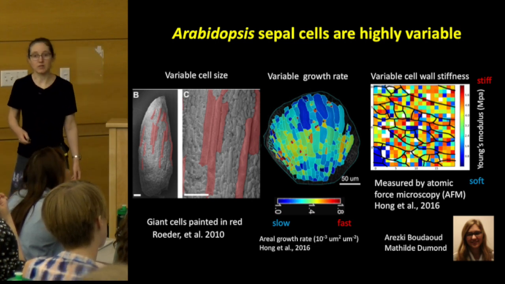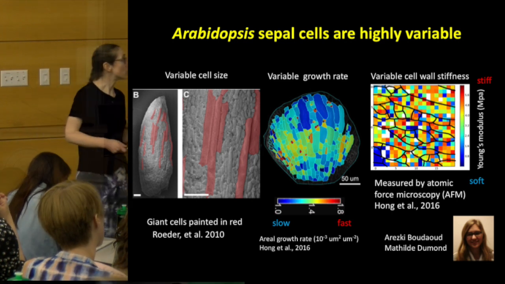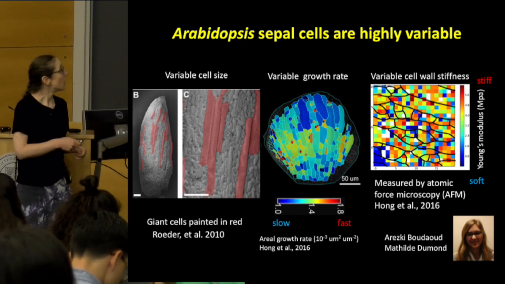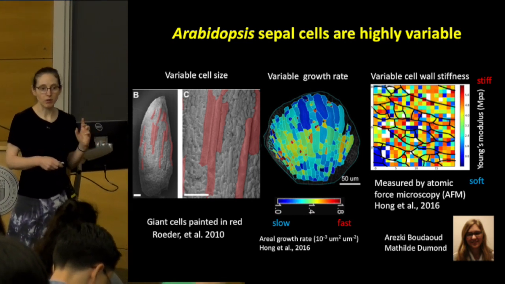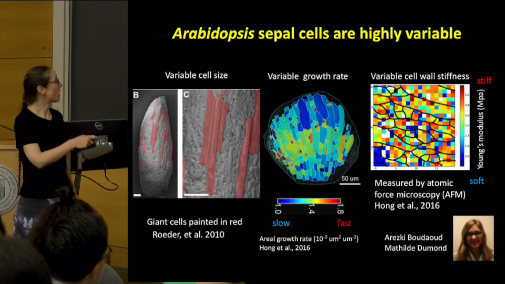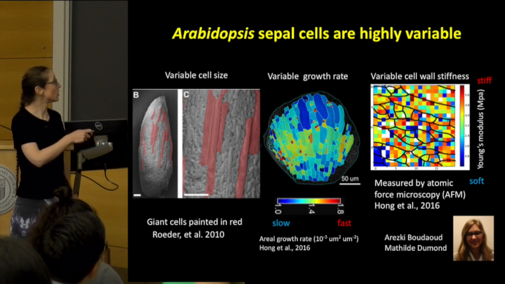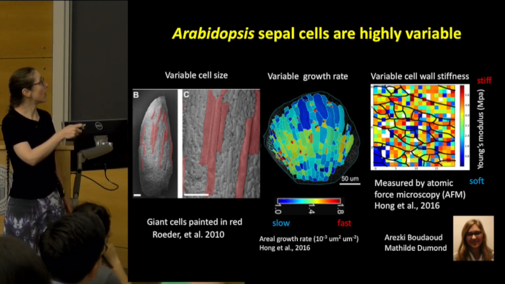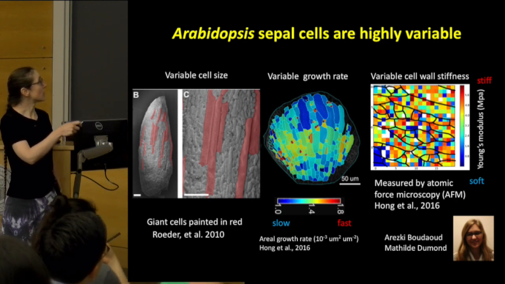Also, the growth rates of the cells are highly variable. So this we did through live imaging. I'm going to show you how we did that in a minute. But we're looking at a heat map. And when you have a heat map, different colors mean different things. So in this heat map, we've got fast growth in red and slow growth in blue. So this is a developing sepal. You can see each cell is outlined, and each cell has its growth rate colored on it.